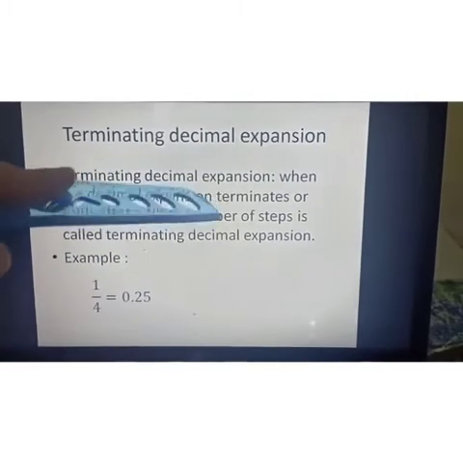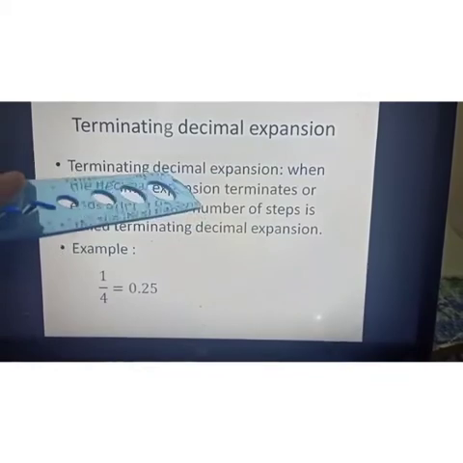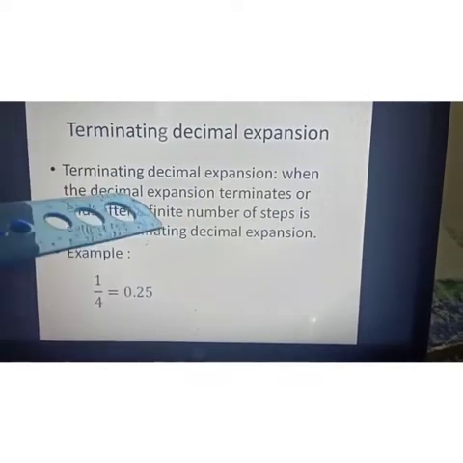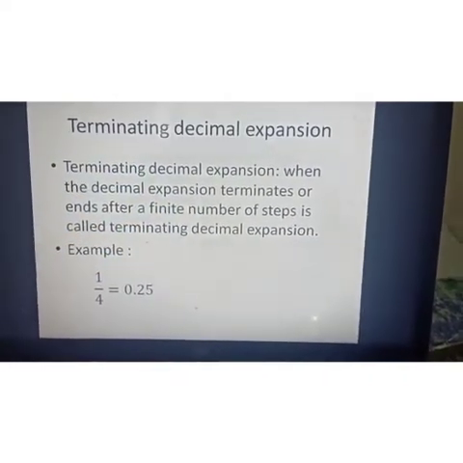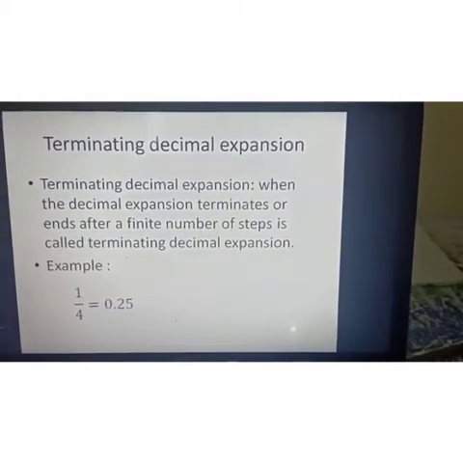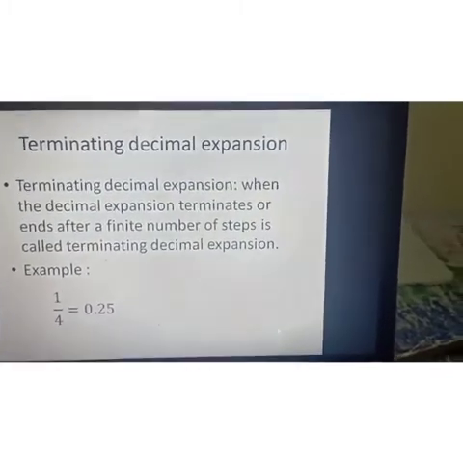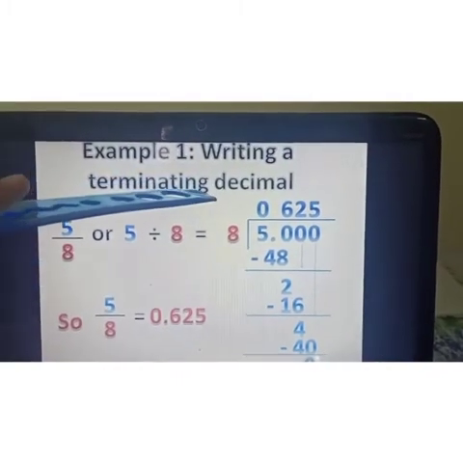So what is the definition of terminating? When the decimal expansion terminates or ends after a finite number of steps. End means when the remainder is 0. So when the remainder is 0, 100%, it will stop the process, right? This is the terminating decimal expansion definition. This is the example. Let's see some more examples on the terminating.